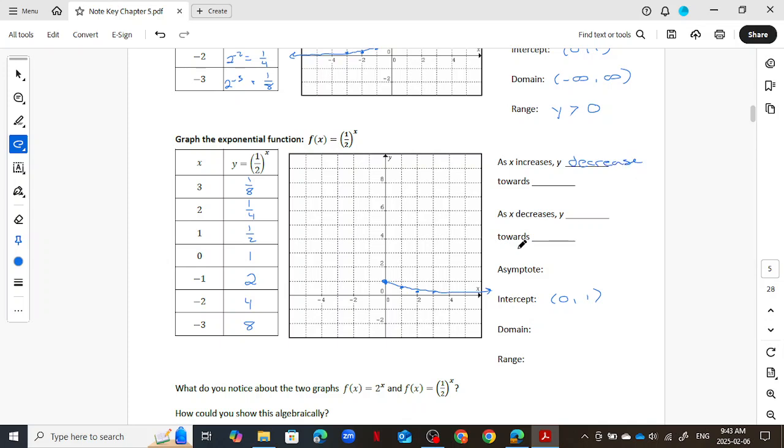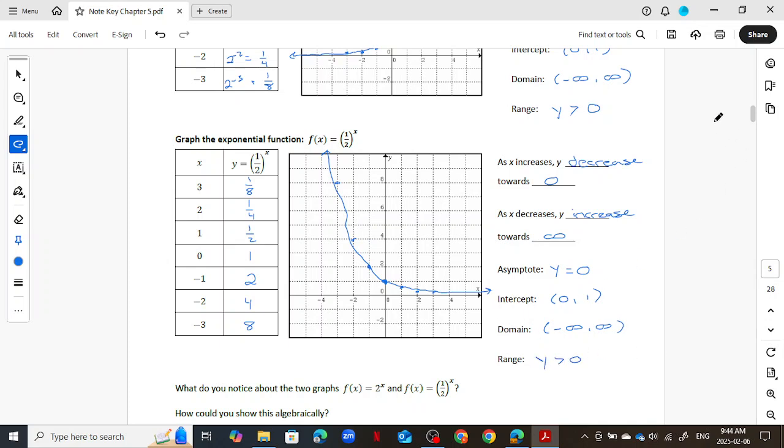And this time, where are they going? Well, they're exhibiting that asymptotic behavior again. They're approaching 0, which means I have an asymptote at y equals 0. And then what happens as my x values decrease? Well, when we put in -1, we got 2. When we put in -2, we got 4. When we put in -3, we got 8. And my y values were increasing towards infinity. As my x values decrease, my y values increase towards infinity. The domain of this graph is still -infinity to infinity. And the range is still y is greater than 0.